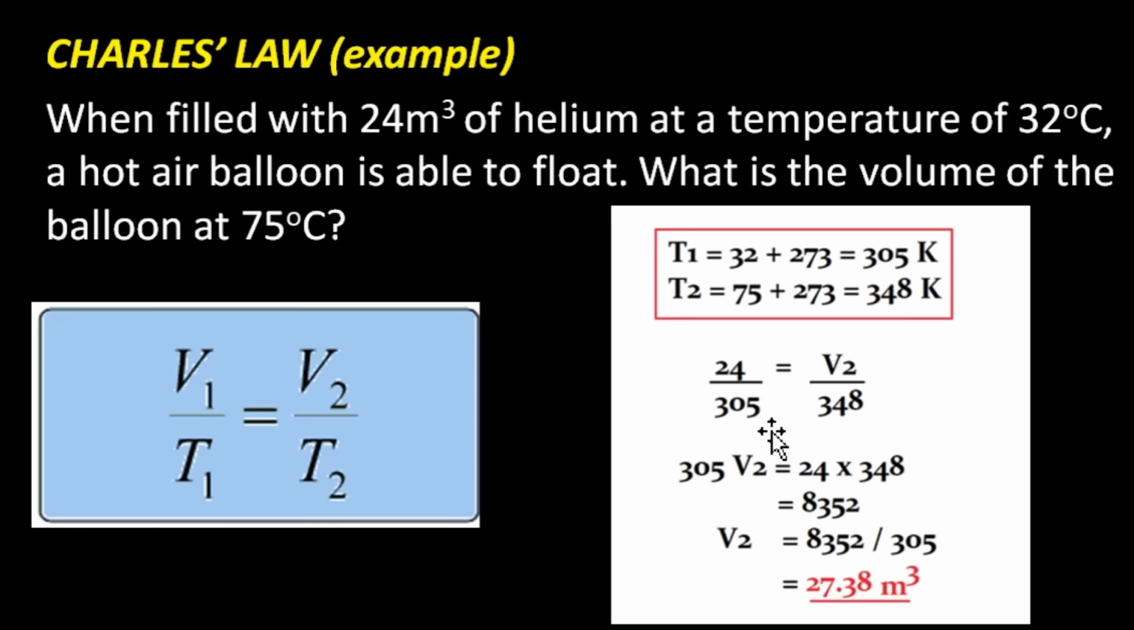We're going to cross multiply and I'm going to say 305 V2 is equal to 24 times 348. Feel free to work it out yourself. In the end, you're going to get V2 is equal to 27.38 meters cubed. It makes sense. If the temperature is higher, the gas is going to occupy more volume.